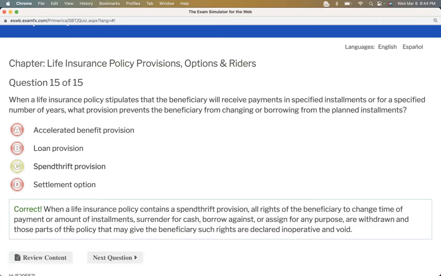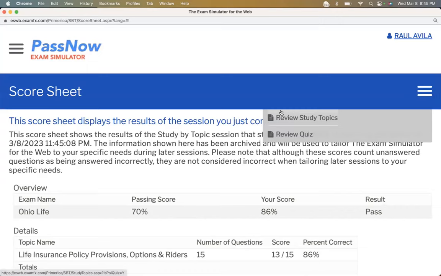When a life insurance policy contains a spendthrift provision, all rights of the beneficiary to change time, payment, amount, installments, surrender, cash value, borrow against it, or assign for any purpose are withdrawn. And those parts of the policy that may be given to beneficiaries, such as rights, are declared inoperative and void. Okay, good. Let's just do this chapter again. This is the biggest chapter. If you master this chapter, it's going to help you.